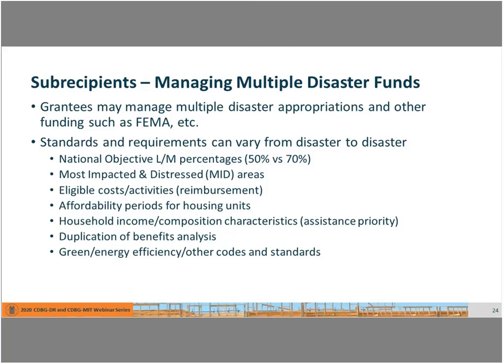Duplication of benefits. This is something that is an ever-changing and evolving arena because of the myriad of different funding sources that can come to any given disaster, depending on the type and nature of the disaster itself. It could be from federal agencies, it could be from state, local, or private funding. The duplication of benefits analysis is a key element under disaster recovery. And then finally, standards established in the Federal Register notices when we're talking about housing or non-housing community facilities for green and energy efficiency, as well as any other codes and standards.